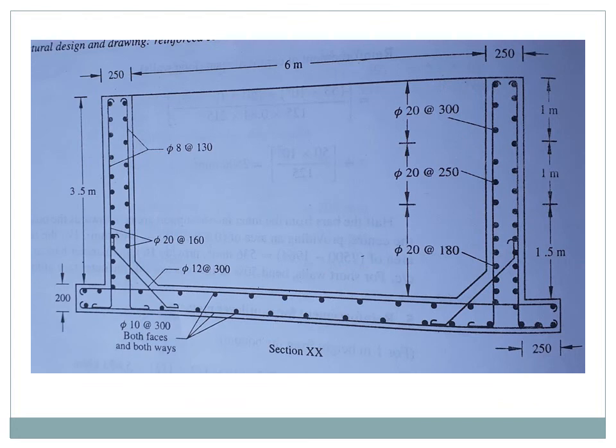The next diagram, this is our cantilever portion. See that cantilever portion, our thickness of slab is 200 mm, then 1.5 meter above the wall, then the height of the wall is 3.5 meter.